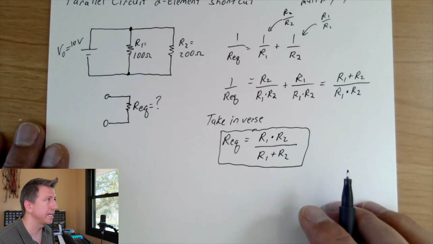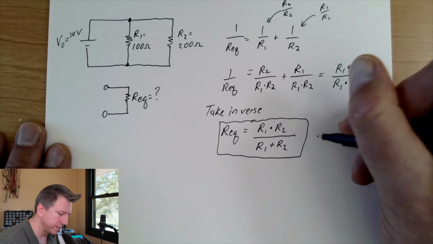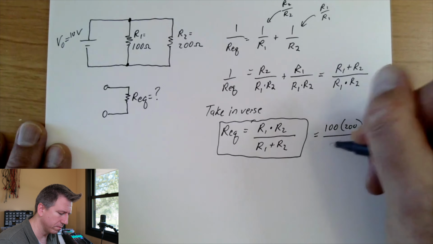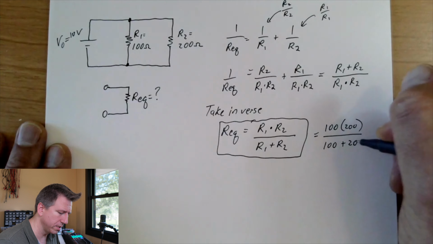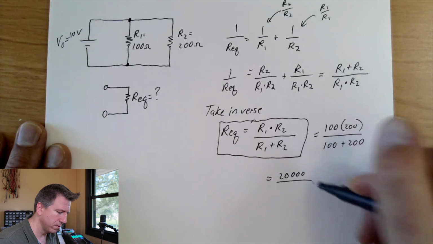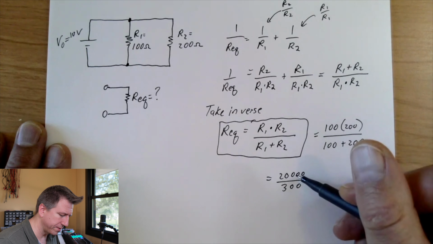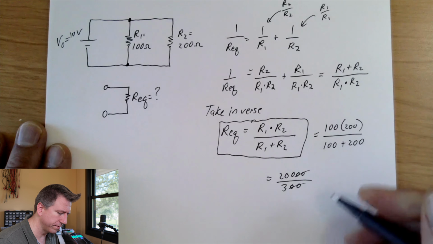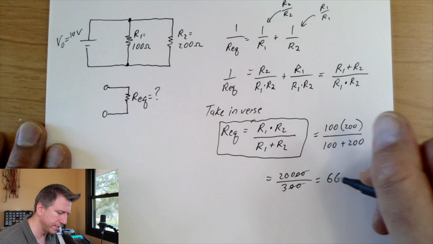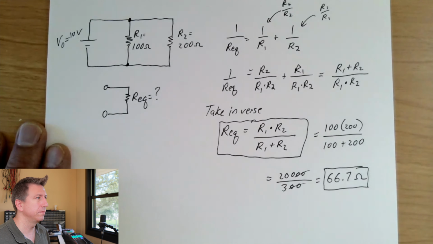So for our example here, we can plug in the values 100 and 200. So we just do 100 times 200 over 100 plus 200, and that equals 20,000 over 300. And if I drop off 2 zeros on each, we get 200 over 3, which I can see is 2/3 times 100, so 66.7 ohms. And there we have it.